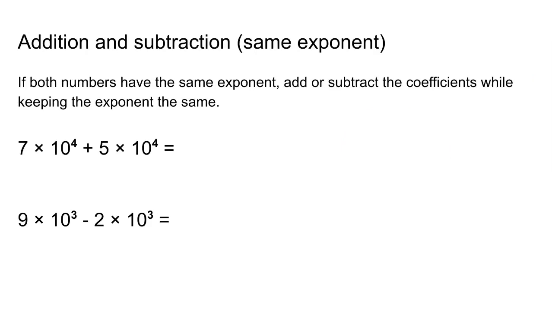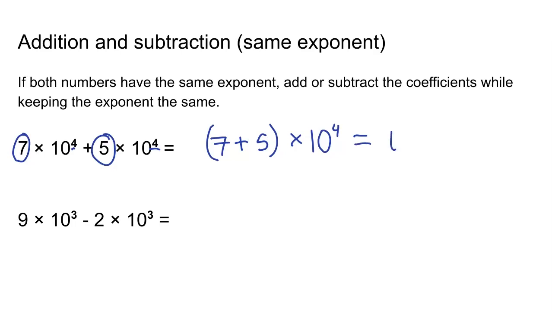First, let's talk about adding and subtracting with the same exponent. If both numbers have the same exponent, add or subtract the coefficients while keeping the exponent the same. For example, here we have 7 times 10 to the 4th power plus 5 times 10 to the 4th power. Since both numbers have the same exponent of 4, you can simply add the coefficients, which are 7 and 5. So that gives you 7 plus 5 times 10 to the 4th power. And 7 plus 5 is 12 times 10 to the 4th power.